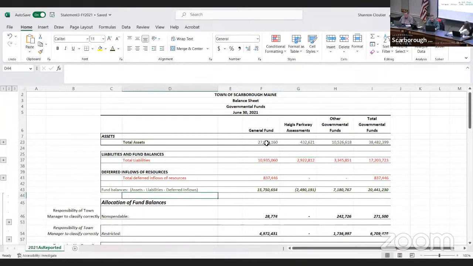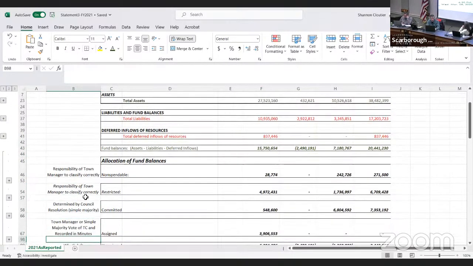So in total, the assets minus the liabilities and whatever deferred inflows equals your fund balance. That's 15.75 million as of June 30th, 2021. So that's your starting point. That's your total fund balance. Then you break it into categories.